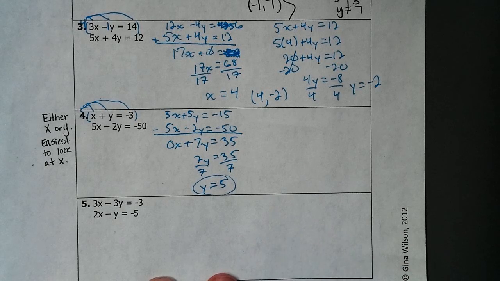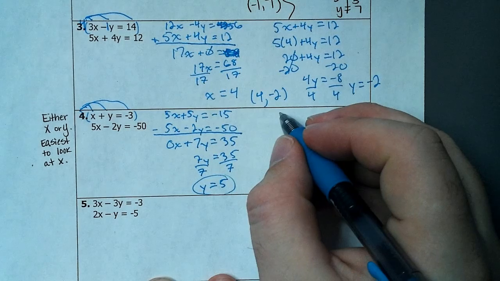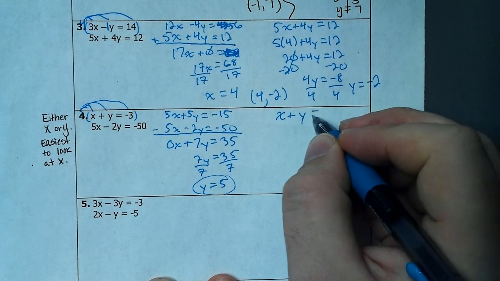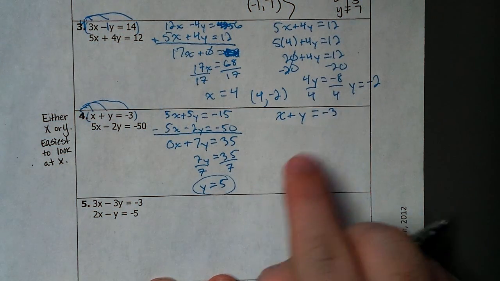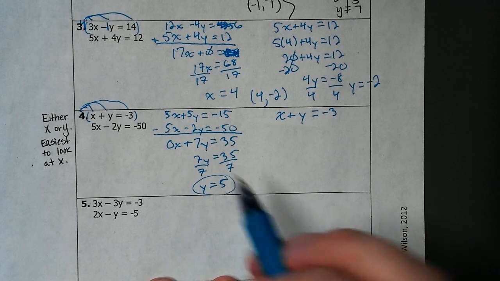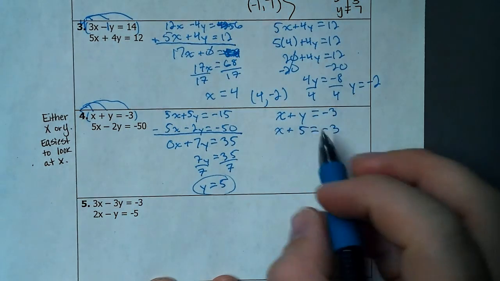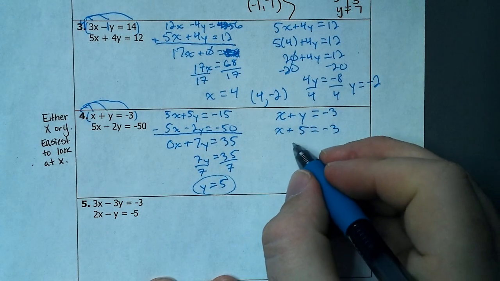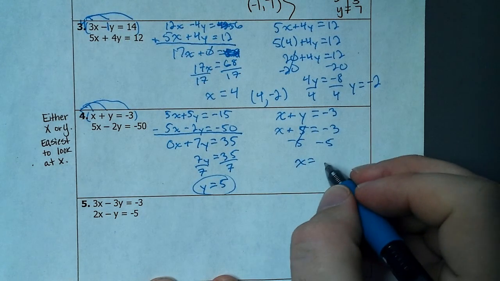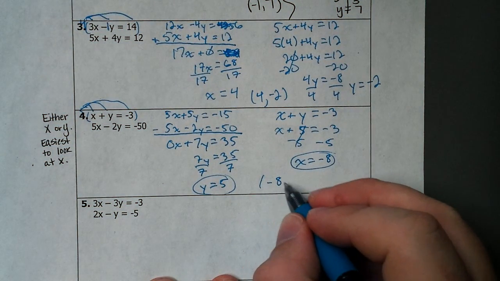Now I'm going to go back and I'm going to plug it into my original x plus y equals negative 3. I'm going to use that because it's going to be the easiest one to plug it in. Put in 5 for y, so x plus 5 equals negative 3. Now I just need to get x by itself. So I'm going to subtract 5. I get x is equal to negative 3 minus 5, which is negative 8. So now I have my point. It's at negative 8, comma 5.